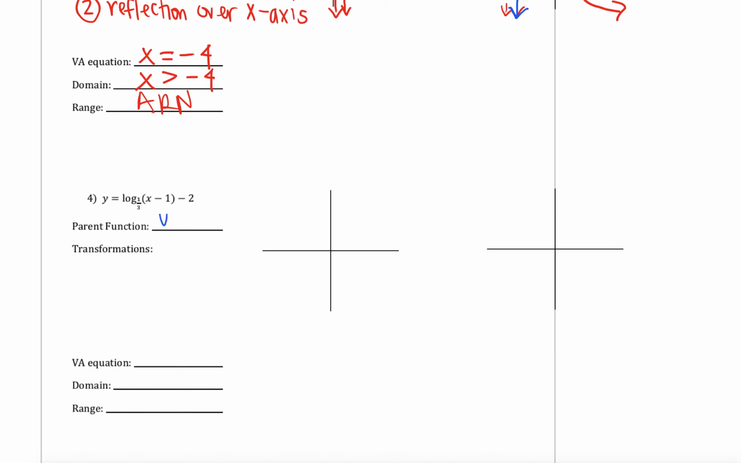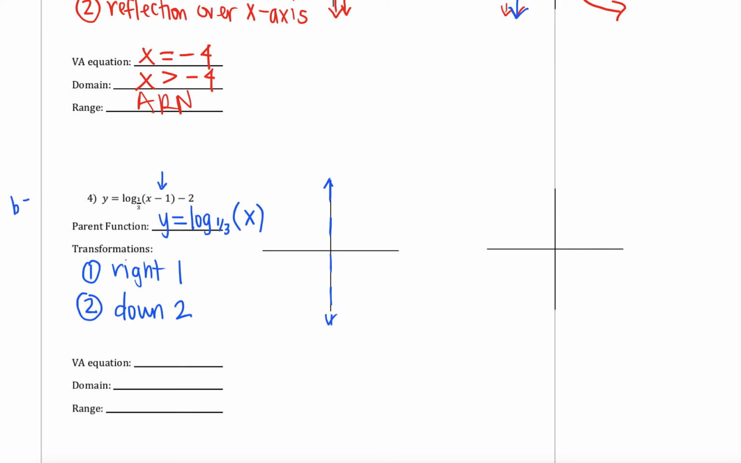So for our parent function, we just get y equals log base 1/3. Seems a little funky, but it does work to have a fraction as our base. So we get log base 1/3 of just x. We have two transformations here. The first transformation is coming from the -1, which is telling us to go right 1. And then the second one is coming from the -2, which, since it's outside, is telling us to go down 2.